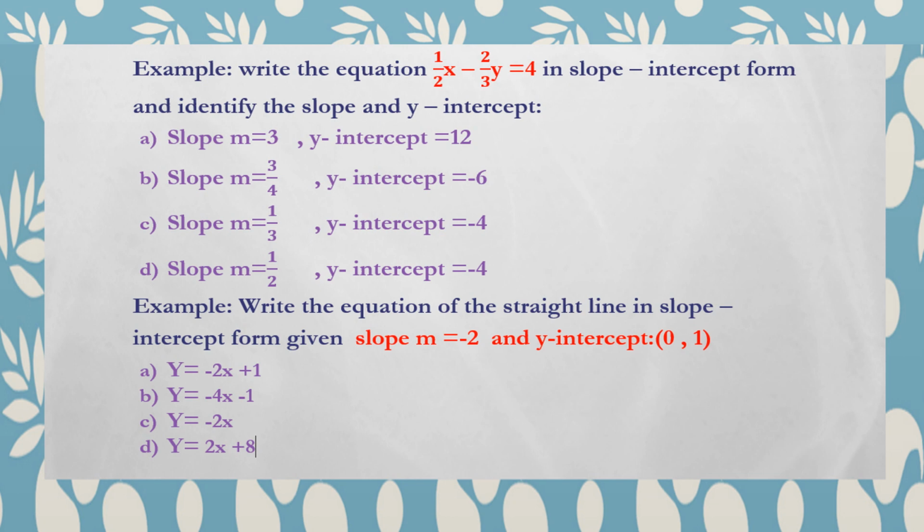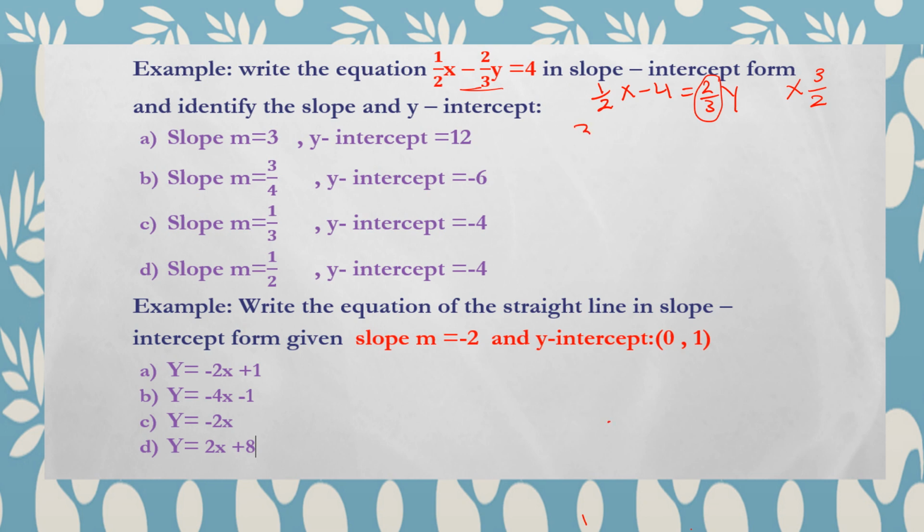Another example, write the equation half x minus 2 over 3y equals 4 in slope-intercept form and identify the slope and y-intercept. We first have to rearrange the equation. So half x minus 4 equals 2 over 3y. We should multiply both sides by 3 over 2 in order to get rid of this fraction.